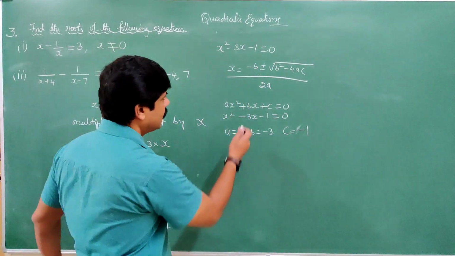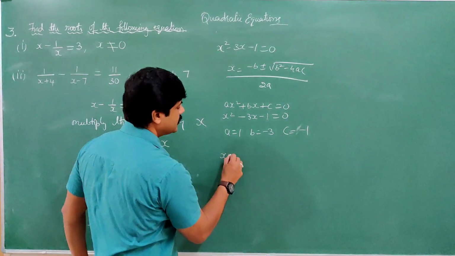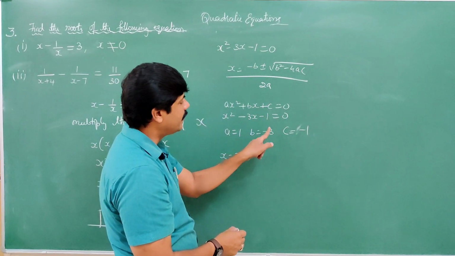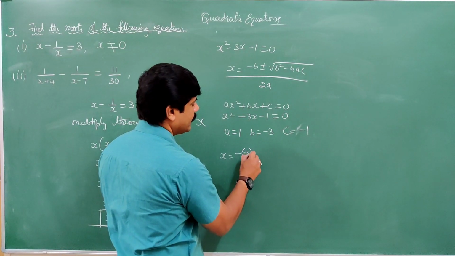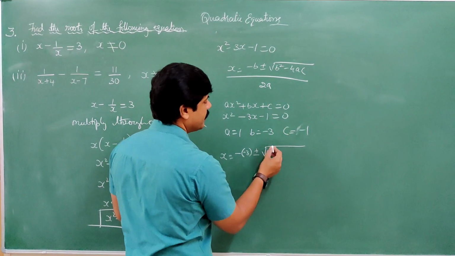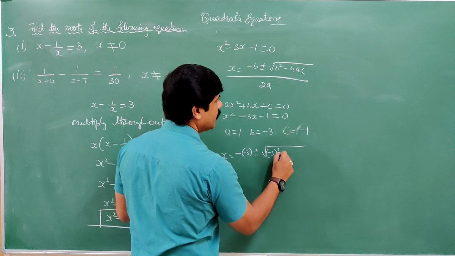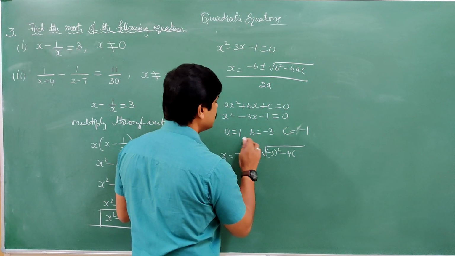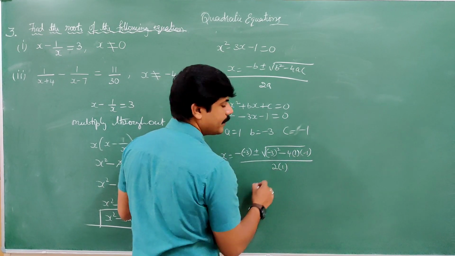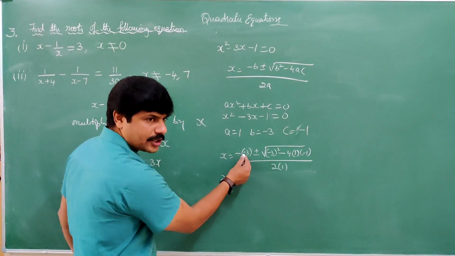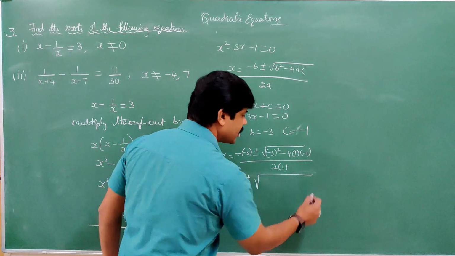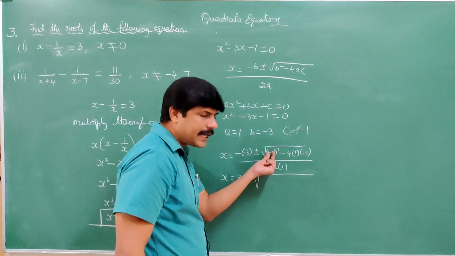Substitute here in the quadratic formula: x equals minus b, the formula has a minus there. What is the value of b? The value of b is minus 3. So x equals minus of minus 3, plus or minus square root of b squared, that is minus 3 whole squared, minus 4 times a, which is 1, times c, which is minus 1, whole divided by 2 times a, which is 1. That is minus into minus, plus 3, plus or minus square root of, so minus 3 whole squared.